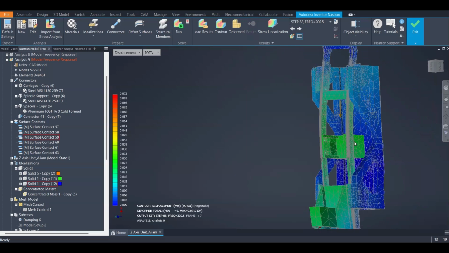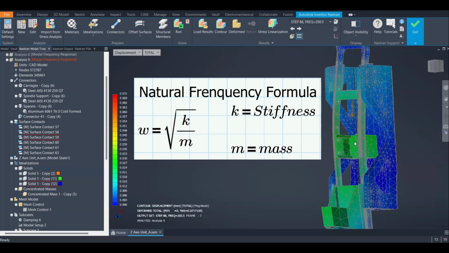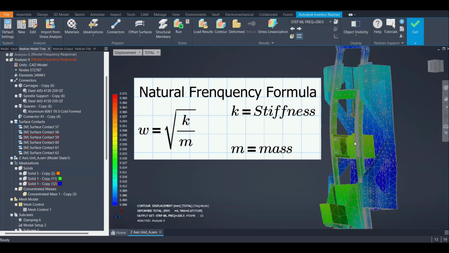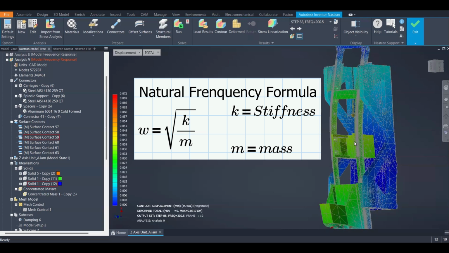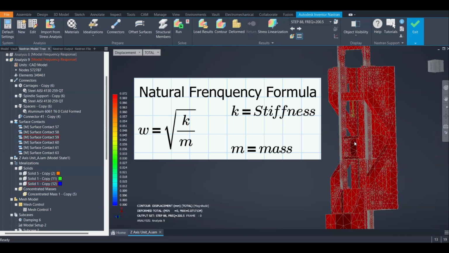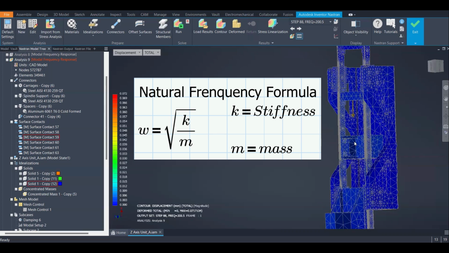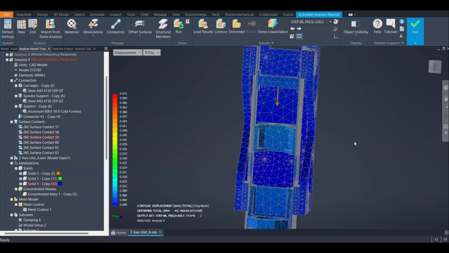Just as a small reminder, this is the formula for the natural frequency, where if we increase the stiffness, we are going to increase the natural frequency, and if we increase the mass, we are going to lower the natural frequency. So in order to start this analysis, there are three things that we need.